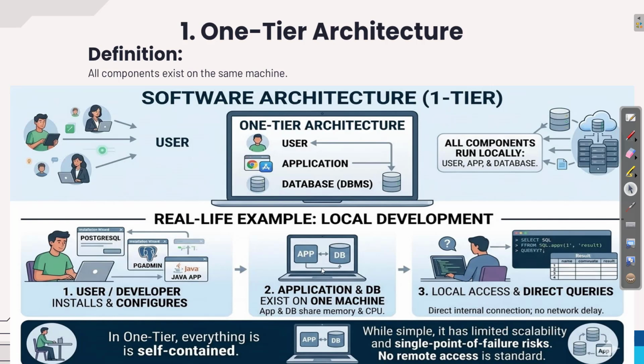So this is the example of 1-tier architecture, in which the application and the database exist on the same machine. So this is the local development. It is called the 1-tier application, 1-tier architecture. In this case, it has very limited scalability. Only one user can access this, there is a single point of failure, and no remote access in this case, right?